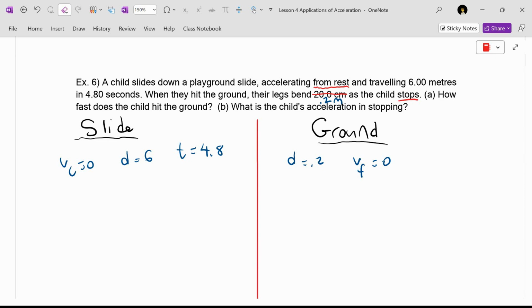When it says how fast, is it asking me to find a time? What's it asking me to find? Starts with letter V. Initial or final, and on the slide or on the ground? I think even though it says on the ground, I only have two things in the ground column. I have three things here. Which velocity will be how fast I hit the ground? VF at the bottom of the slide. You follow that? So for part A, Christian, I'm going to write it here in the slide section, and I'm going to say VF equals question mark.